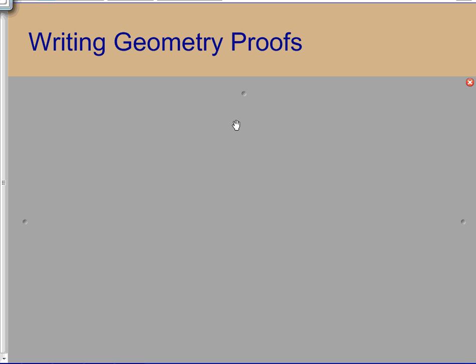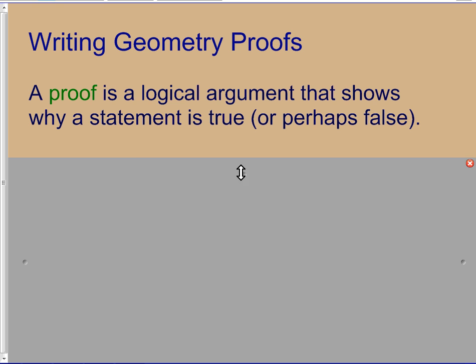All right, so today we're going to talk about another type of proof. Just to go over what a proof is again, a proof is a logical argument that shows why a statement is true or sometimes false. Usually it's to prove why it's true.